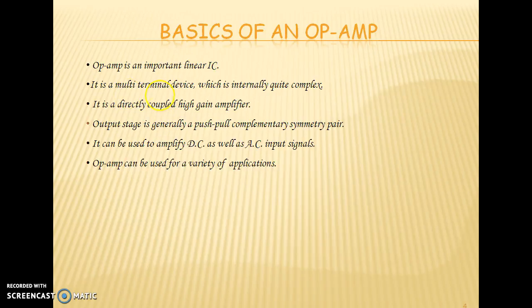Now, there are some basics of an op-amp. Op-amp is an important linear IC. It is a multi-terminal device which is internally quite complex. An op-amp is a directly coupled high-gain amplifier, usually consisting of one or more differential amplifiers and usually followed by a level translator and an output stage. The output stage is generally a push-pull complementary symmetry pair.